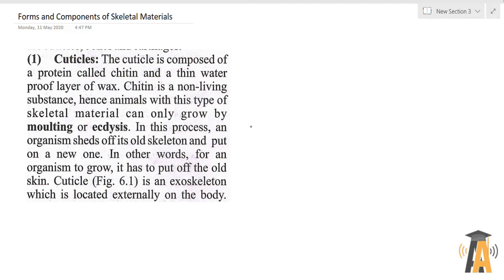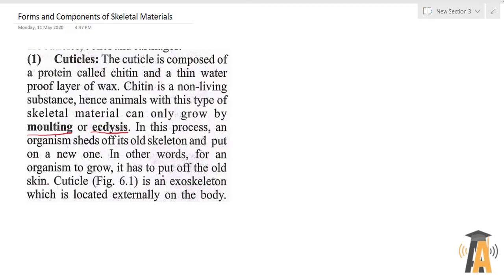And this cuticle is composed of chitin. The chitin is made of protein and is of wax material, which is waterproof. And this chitin is a non-living substance, and can grow by ecdysis or molting. Now, this ecdysis or molting is a process whereby organisms shed off their old skeleton and put on a new one. So in other words, for an organism to grow, it has to put out the old one, then bring forth a new one.